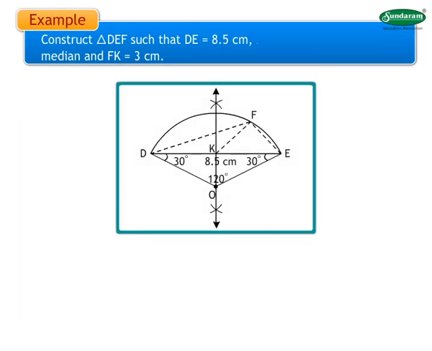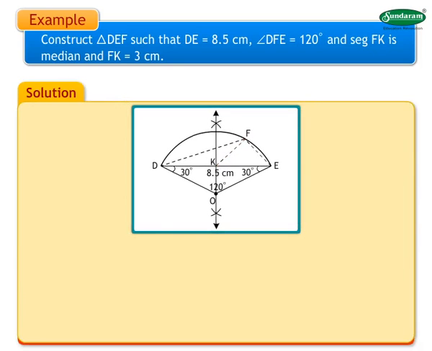Construct triangle DEF such that DE is equal to 8.5 centimeters, angle DFE is equal to 120 degrees and segment FK is median and FK is equal to 3 centimeters. Solution. We want to construct triangle DEF such that angle DFE is equal to 120 degrees, DE is equal to 8.5 centimeters and median FK is equal to 3 centimeters.